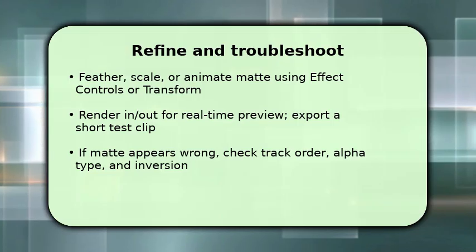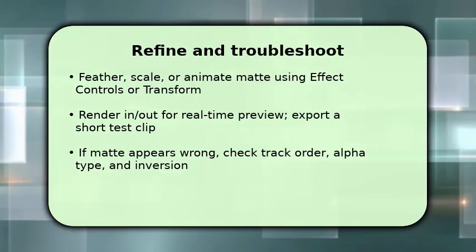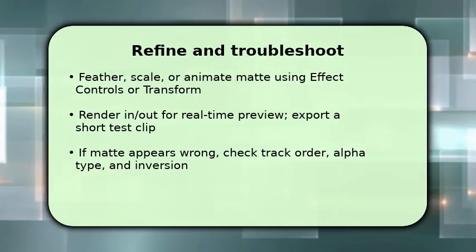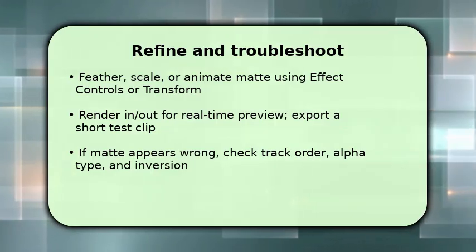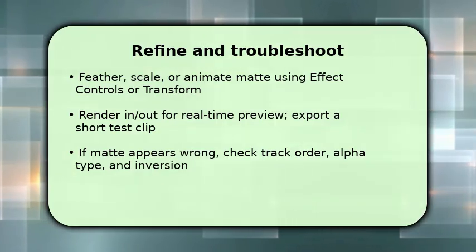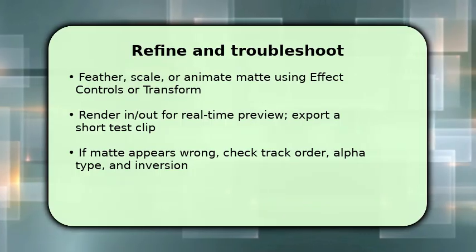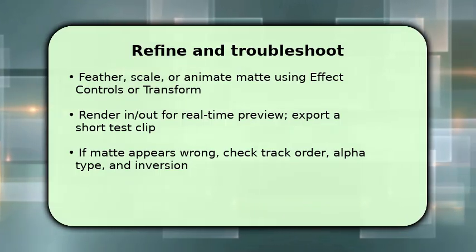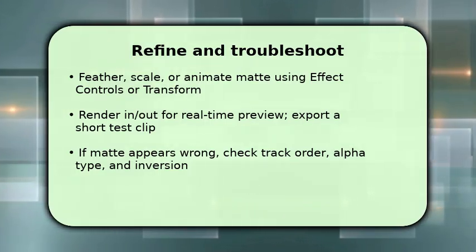color and alpha handling. If the mask looks off, first verify track order. Matte must be above the footage. Then recheck matte type and the invert option. Also confirm the matte file actually contains the channel you expect. Adjust and re-render until it reads correctly.